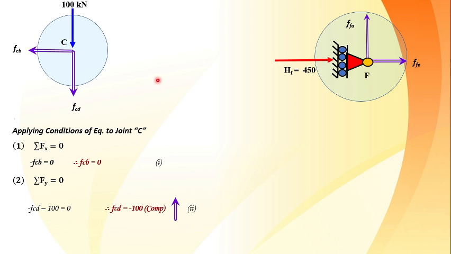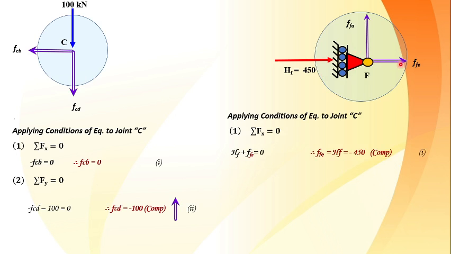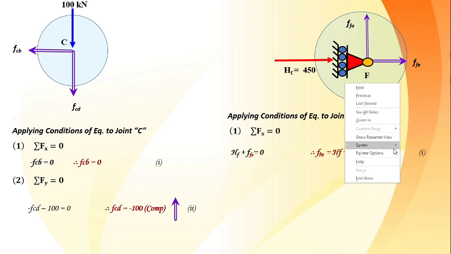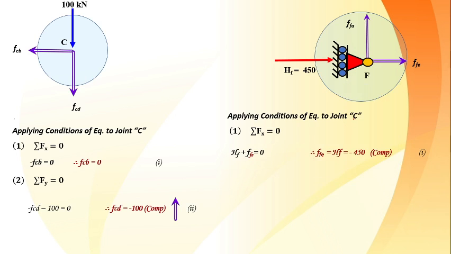So is there anything remaining here? No, we have found out both the unknowns. FCB is 0 and FCD is compressive 100. So I have to switch on to the next joint. So here joint number F. So at joint number F, this is joint number F. So apply the conditions one by one.